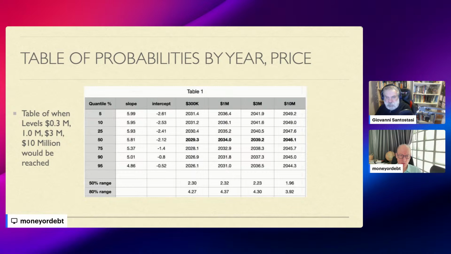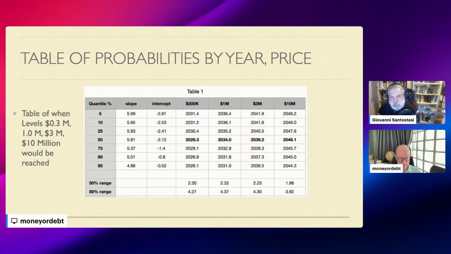And then you can also ask, what's the range of uncertainty for 50% of the probability space, which is the levels from 25 to 75, or 80%, which is the levels from the 10% quantile to the 90%. And you find that the width of the uncertainty is 2 to 4 years, basically. So half the time, you'll be within a year plus or minus of what it's saying. So for $1 million, it's amazing. For $1 million, there's a 50% chance it's going to be between 2033 and 2035, roughly, centered on 2034.